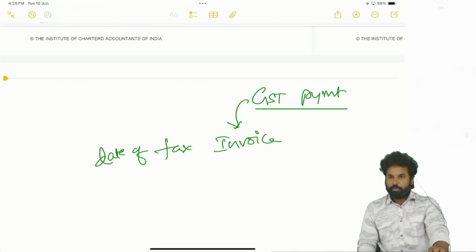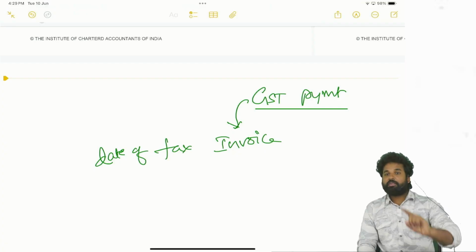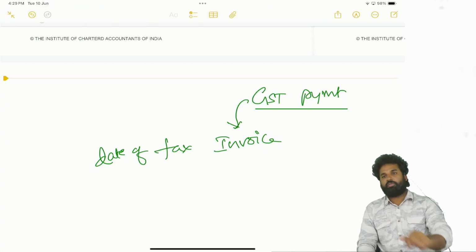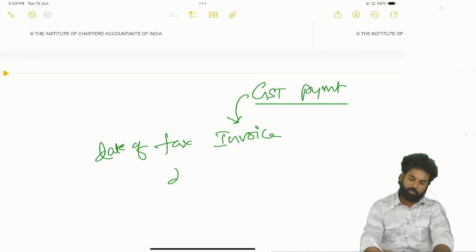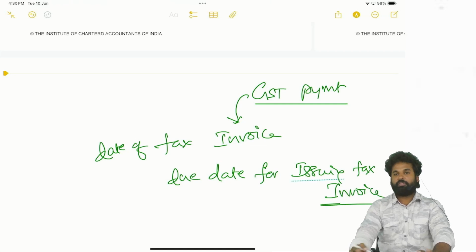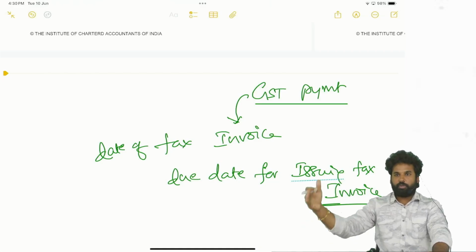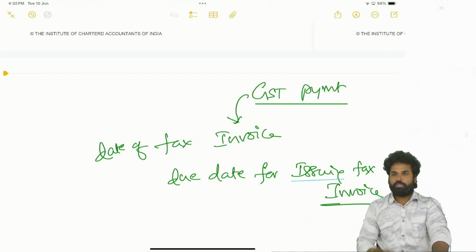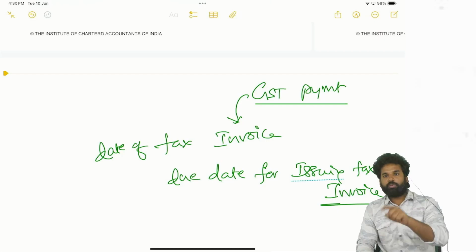So that's why it is linked to the tax invoice, but there shall be a final date or a due date for issuing a tax invoice. Likewise, you have the due date for issuing the tax invoice. Now the time of supply with respect to goods can be linked with the invoice, because there is a due date by which the invoice shall be issued. So if the time of supply is linked to the tax invoice, then it makes sense.